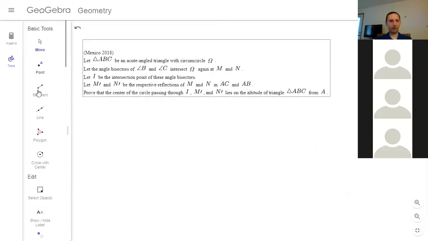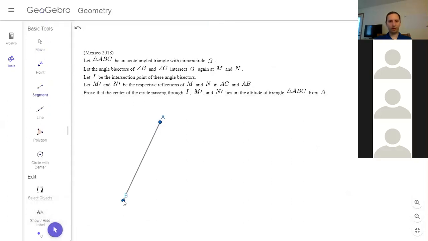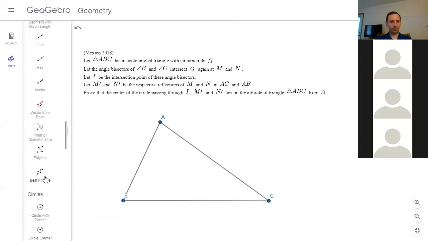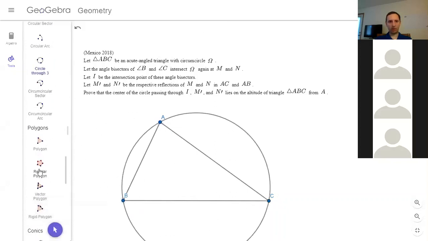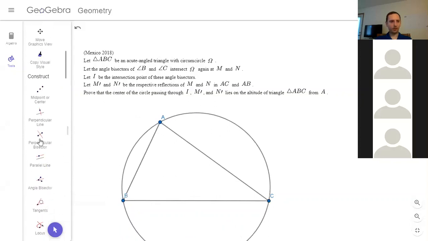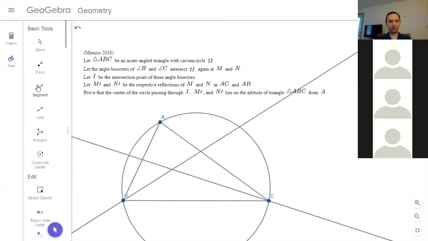All right, so let ABC be an acute triangle with circumcircle gamma. The angle bisectors of B and C intersect gamma again at M and N. Obviously, we have an in-center, so I'm cheating here because I'm lazy. Oh, it already defines I.